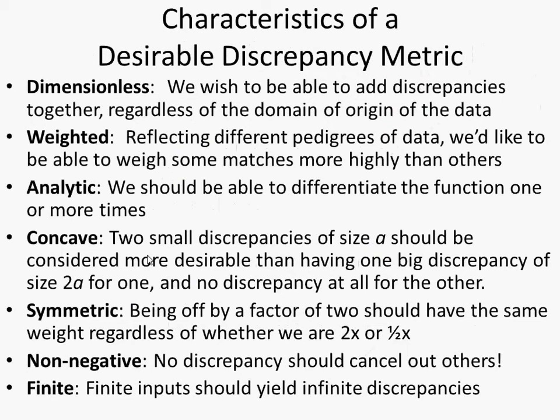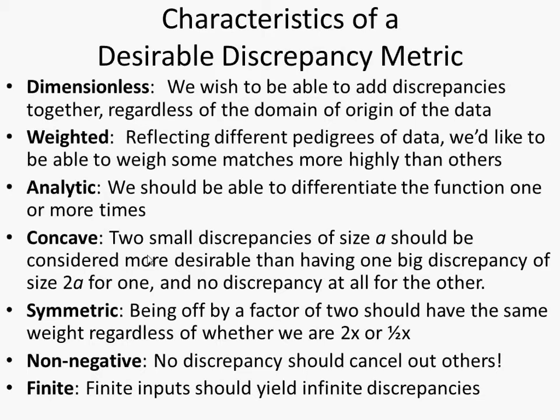Okay, so I would argue that the discrepancy metric should be dimensionless because it needs to be able to combine discrepancies in dollars with discrepancies in people, discrepancies in incidence rate with discrepancies in prevalence rate, and you want to be able to add together these quantities. It should be weighted, so we might have some data which is of higher quality, better pedigree, and we might want to weight it more highly. For example, we might have one estimate of the prevalence of an infection in the population sampled over 100,000 people, and another that was just a sample of 100 people. We don't want to treat those as being equal when we try to match them.